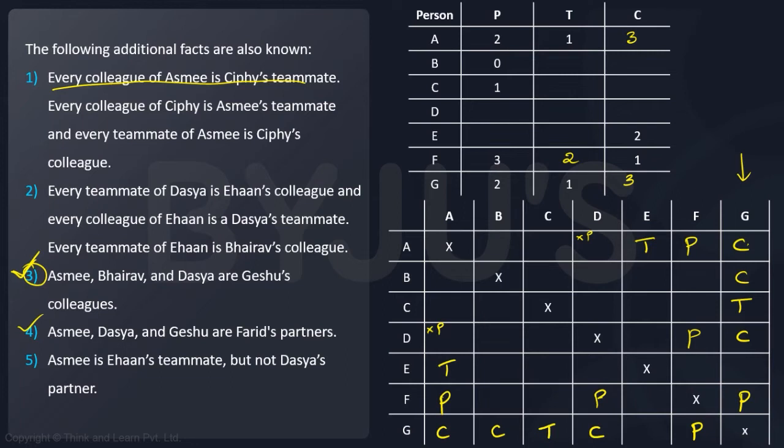Similarly, every colleague of C is Asmi's teammate. As of now, there are no colleagues of C. And every teammate of Asmi is C's colleague. E is a teammate of Asmi, so E should be C's colleague. So this is C and this is C. That takes care of the first statement.